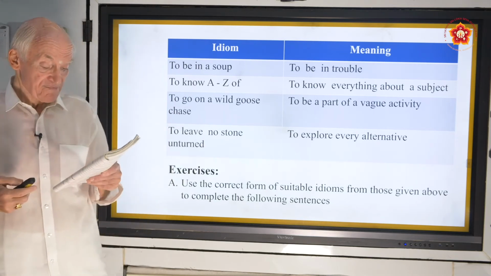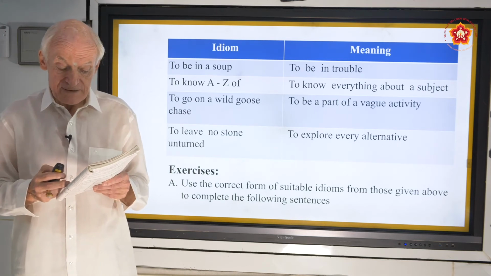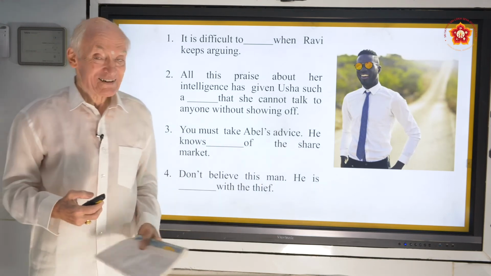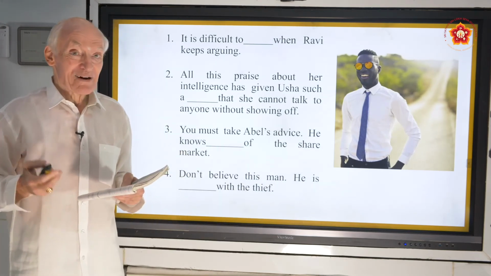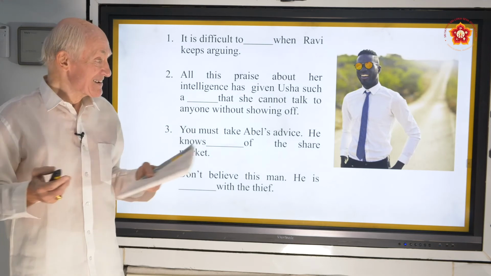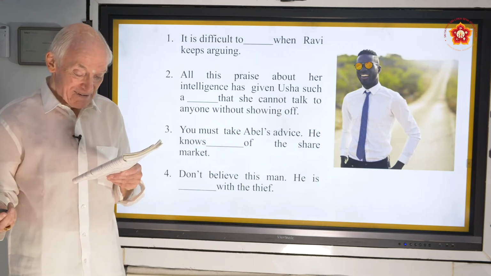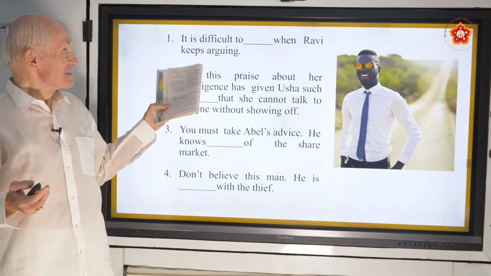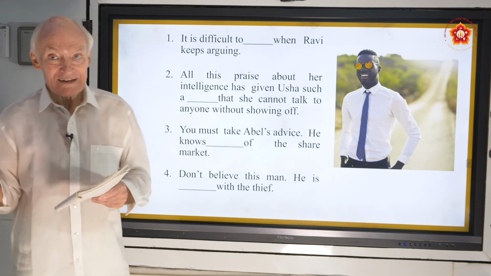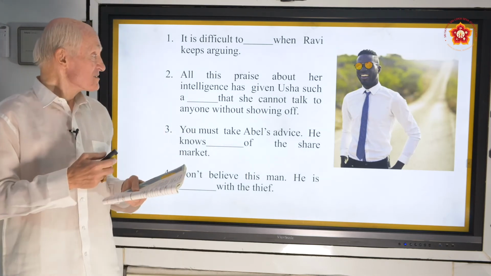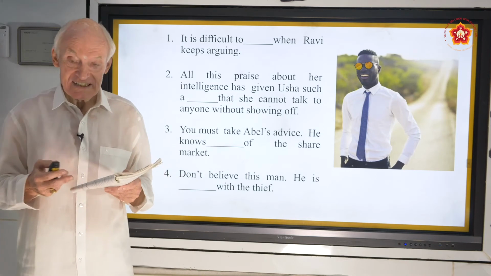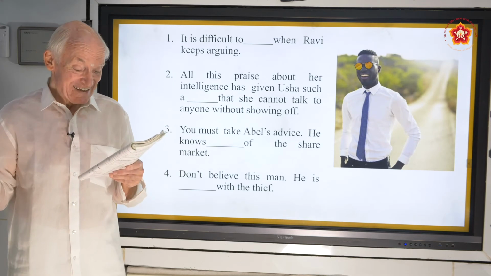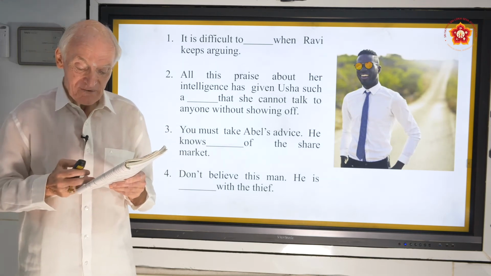So the exercises. Use the correct form of the idioms to complete the sentences. Okay, so we have a young man here and he's got his shirt on, all right? But it's difficult to have this shirt on when he keeps bragging about himself. He keeps arguing with you and bragging and arguing. So it's difficult when Ravi keeps arguing. Keep your shirt on. All this praise about her intelligence has given Usha such a big head, right? Such an ego that she can't talk to anybody without showing off.